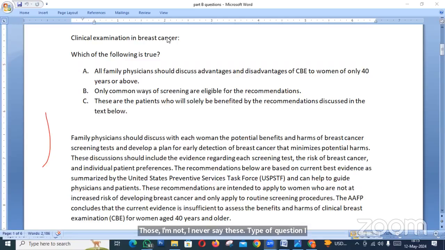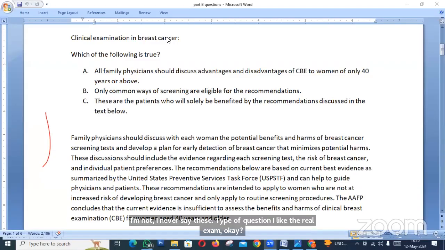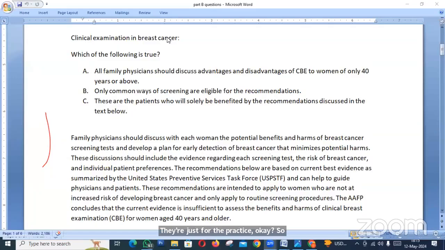They're just for practice. In the previous question, I have told you, these are my own sample questions. I have made this just to teach you how to do the reading, how to search for the answers, and how to attempt the reading.